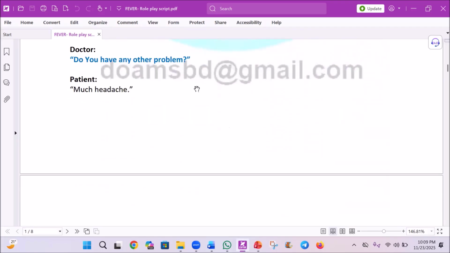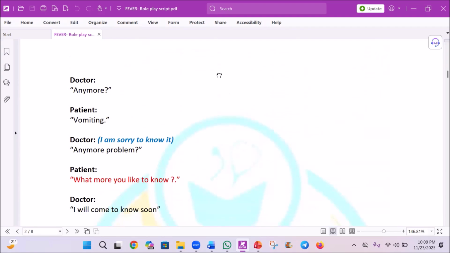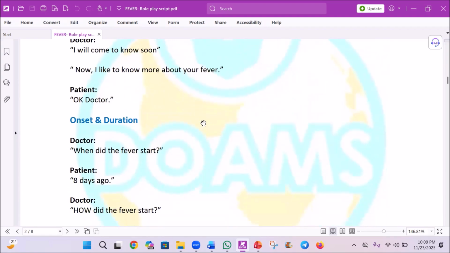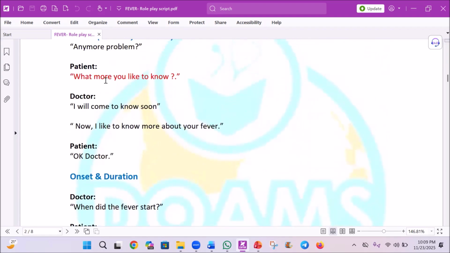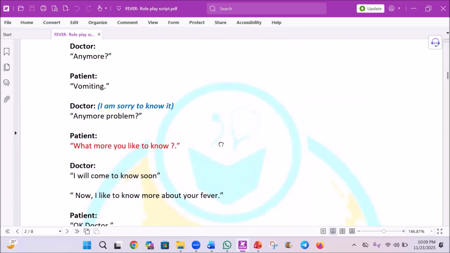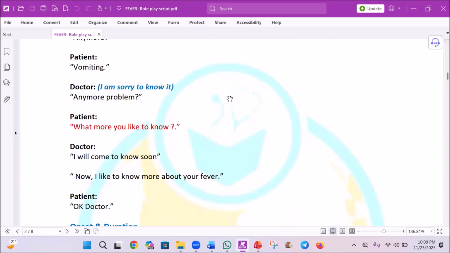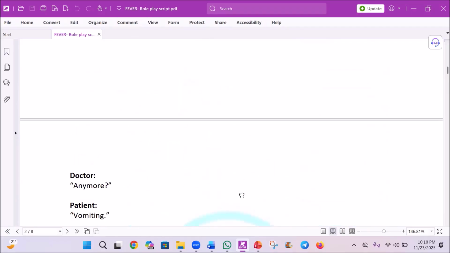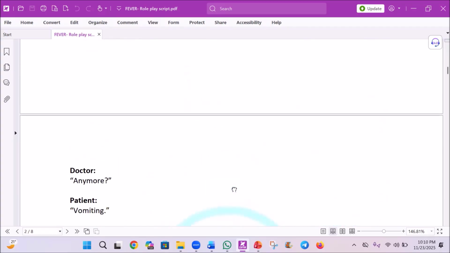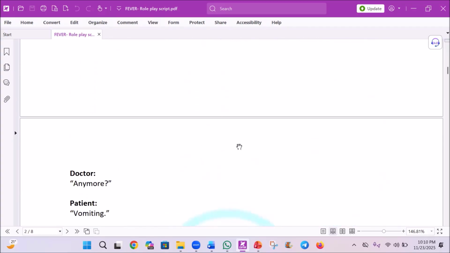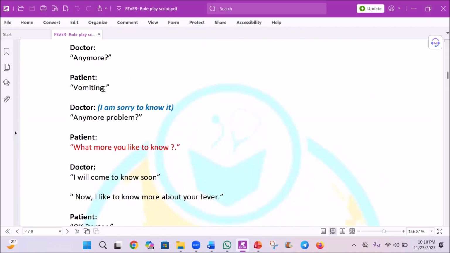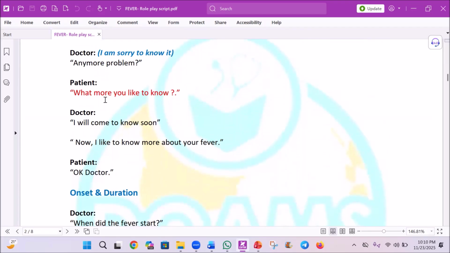So this is the way: doctor, patient, doctor, patient. I think you can enjoy this for the fever, doctor. Red mark there. What more would you like to know? The patient is telling you in this data, and the surrogate could be very critical. What more would you like to know? You are asking, do you have any other problem? The patient is telling you about the headache already. Any more vomiting, any more problem? Okay, and the surrogate is telling what you would like to know more.